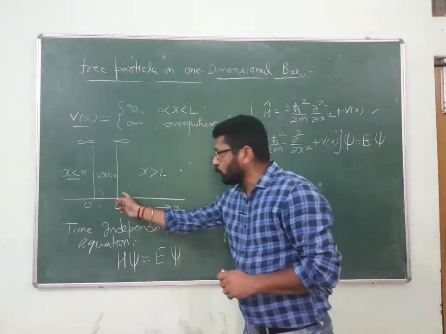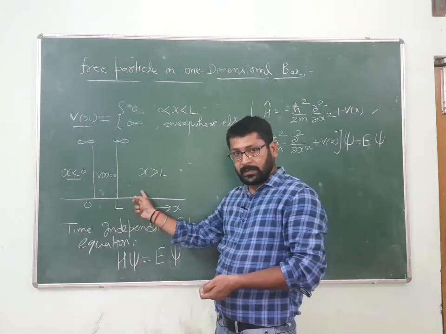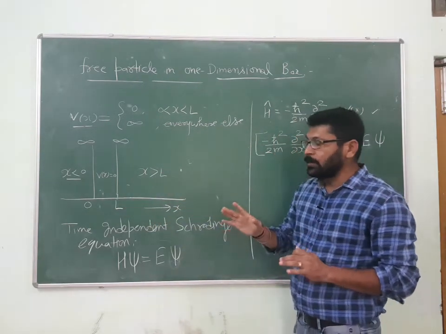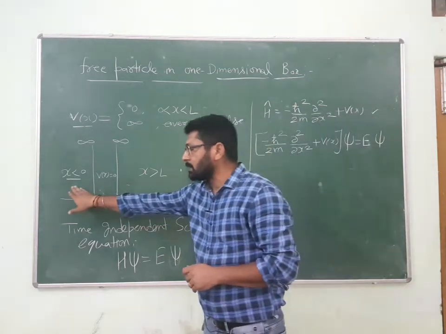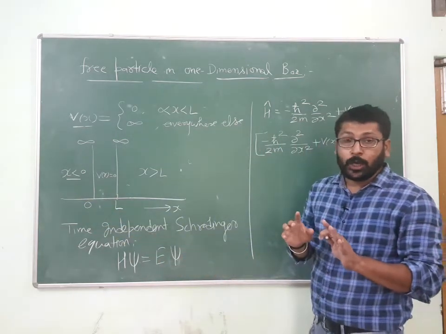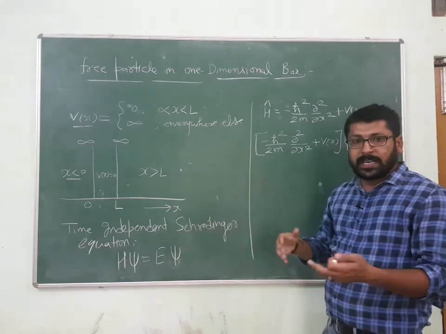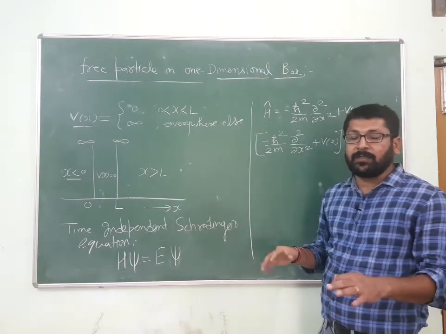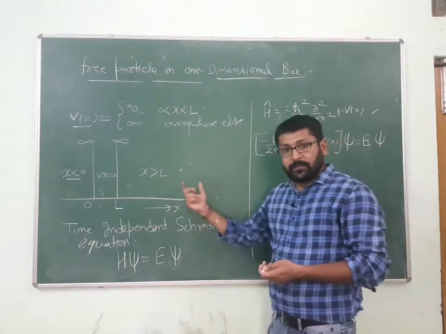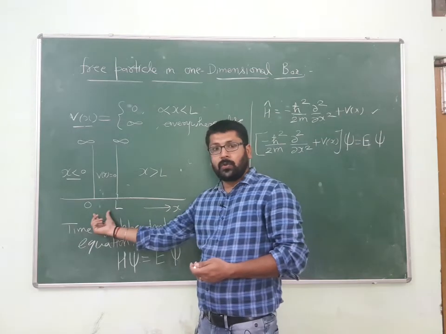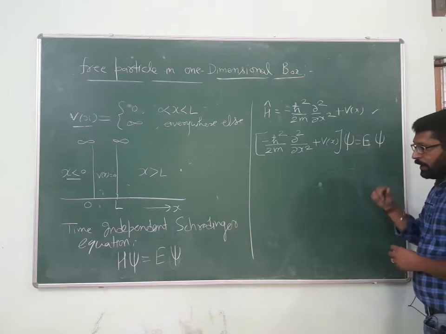Also, the walls of this box, we have considered, are non-penetrable, so the particle cannot go to these regions. Therefore the wave function of the particle within these two regions, for x greater than L and for x less than 0, has to be 0. We do not need to solve the equation there because there is no probability of finding the particle, so there will be no wave function. We only need to find the wave function within the region between 0 and L. For that reason we will solve this Schrödinger equation.